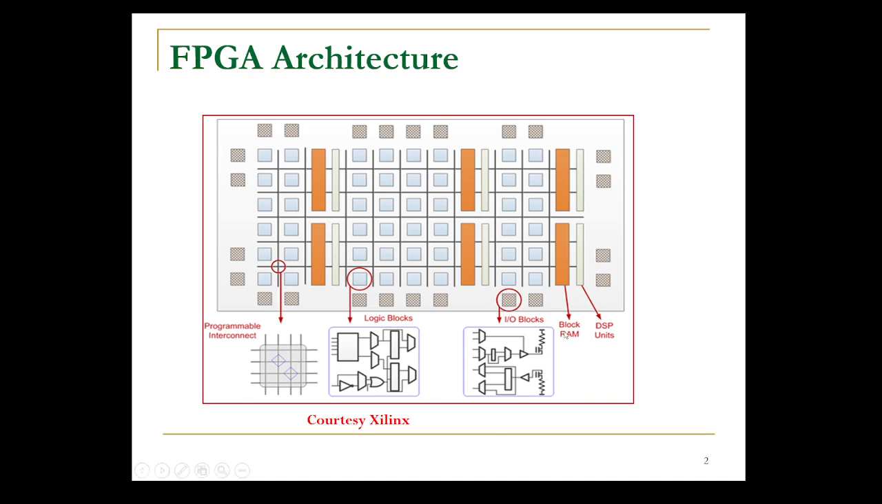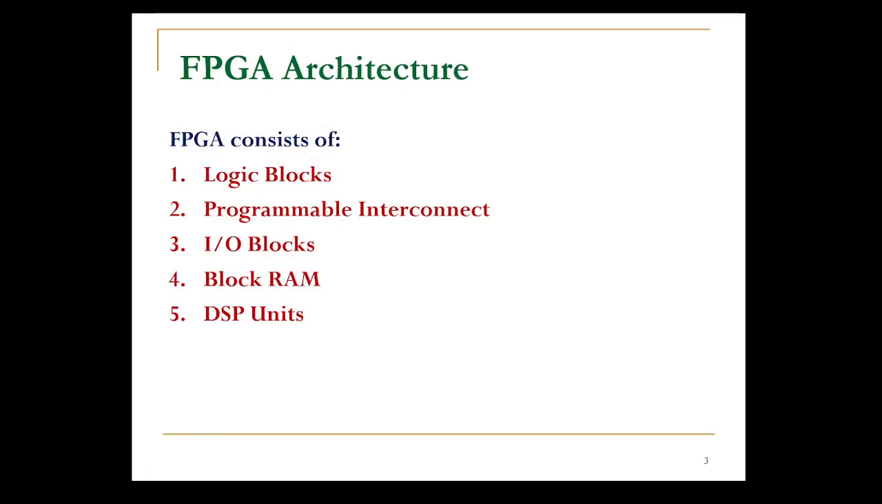Added to it, we have a BRAM, which is called block RAM, that comprises SRAM, ROM and shift registers. And we have a unit called DSP, which is nothing but digital signal processing units. FPGA architecture mainly consists of the following blocks. The first one, CLB, configurable logic blocks. The second one, programmable interconnect. Third one, input block, output block. Fourth one, BRAM, which we call block RAM. And the last one, DSP units, digital signal processing units.